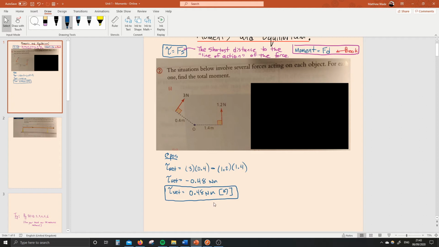Boom, you've got your net moments. This thing, if it was, say, an object in the middle, like a peg or something, it would be spinning around this way. It would spin around anti-clockwise, so it wouldn't be in equilibrium. Cool? Okay, harder.